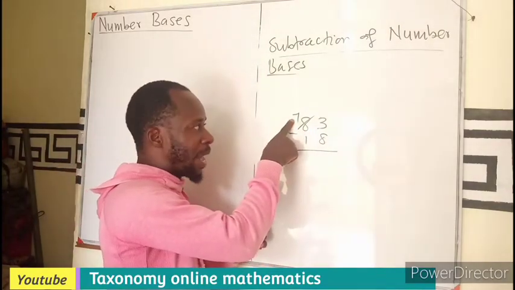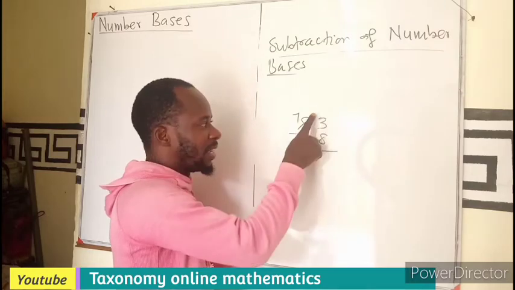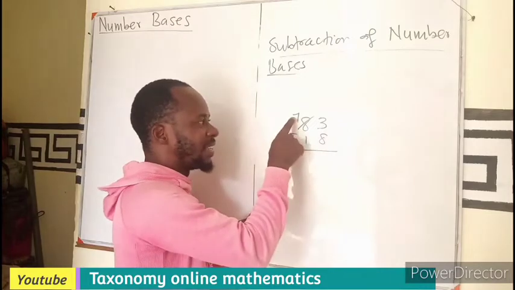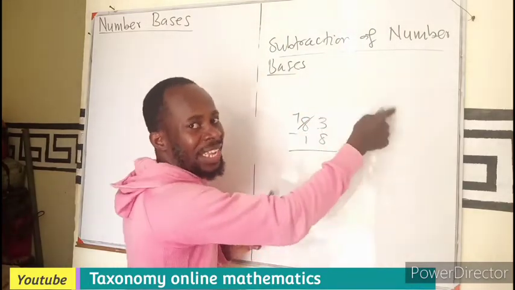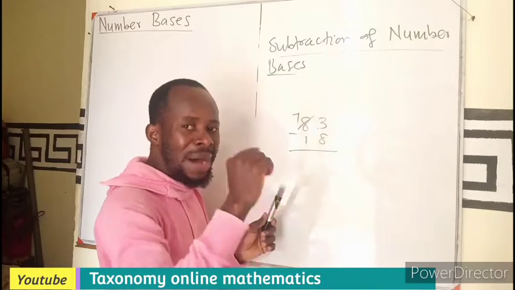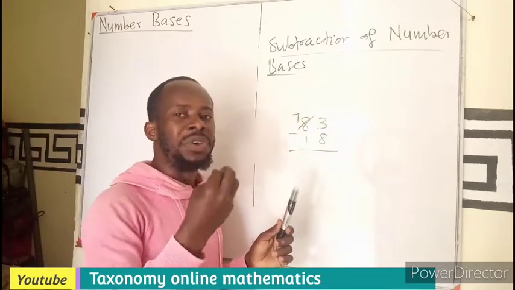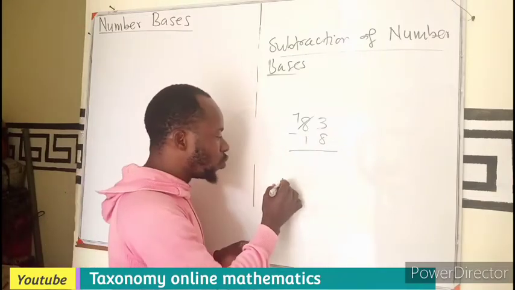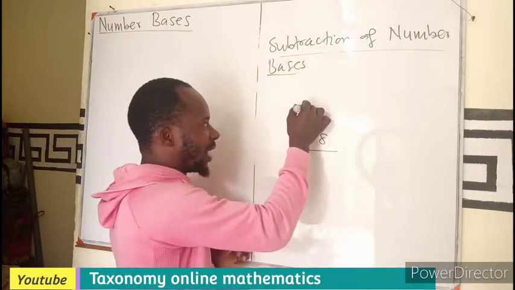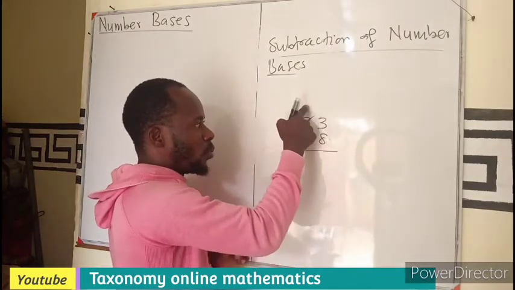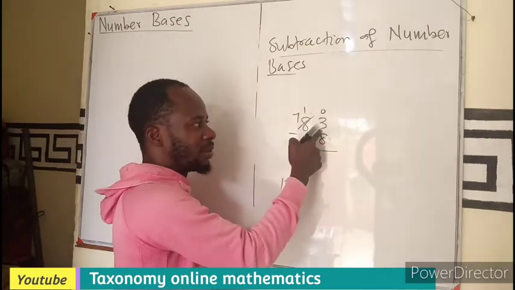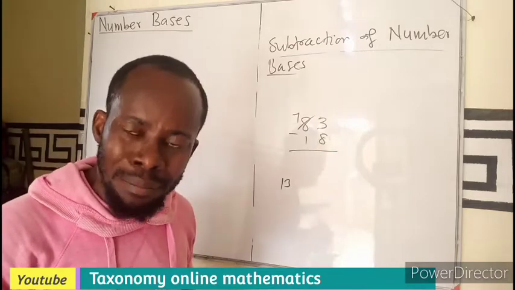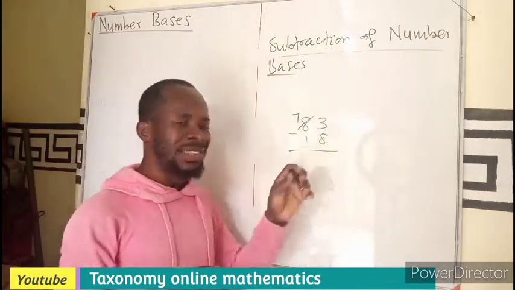Since I am left with 7, it means I am left with 70. This is 83, 80 plus 3. The 3 is gone, now I'll be having 70. If the 3 is still there, it will be 73. So I am borrowing 1, but in actual sense, in the value of it, it is 10 that I am borrowing. So 10 plus the 3 will now increase to 13. I'm borrowing 1, but I'm borrowing 10. So 10 plus this is 13.